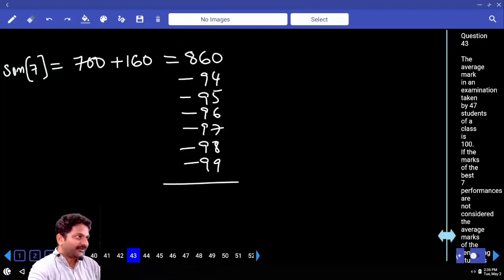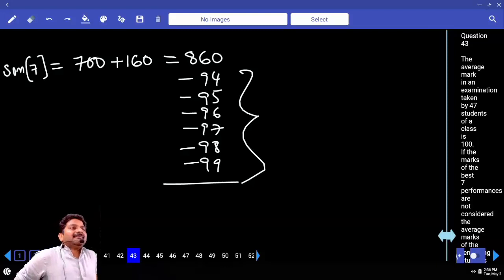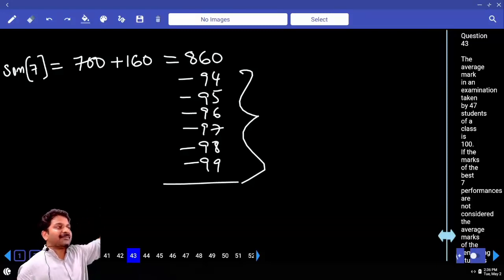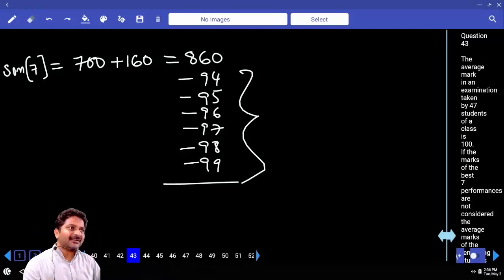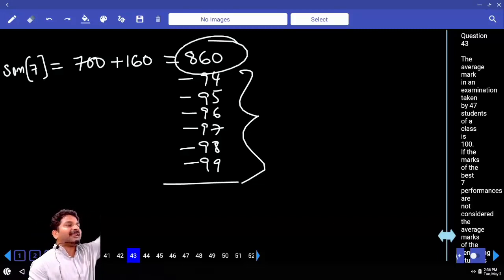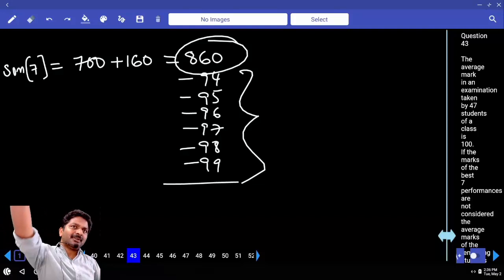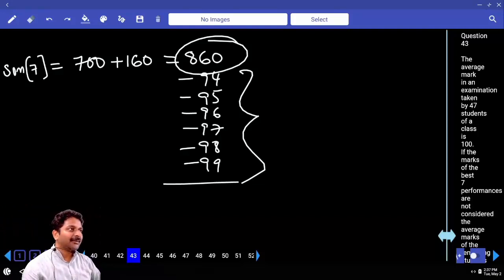Right. Let me tell you one more beautiful shortcut. All these numbers are less than 100. How many numbers are there? That means the sum of these 6 numbers is less than 600 only. If 600 is subtracted from 860, the answer must be more than 260. Go to the options. Only one. Answer must be more than 260. There is only one, and you also have the last digit. Got it?